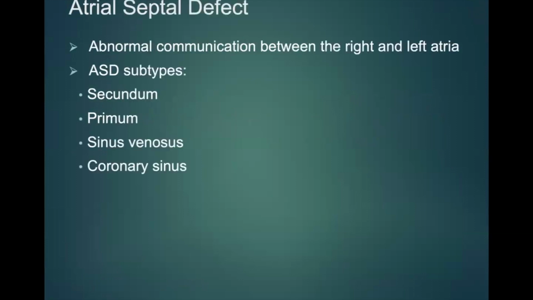So to start with atrial septal defects, essentially all of these will be an abnormal tissue communication between the right and the left atria. There are 4 specific subtypes, probably most familiar with secundum defects as well as primum defects. And then the more rare variants of these defects are sinus venosus and coronary sinus ASDs.